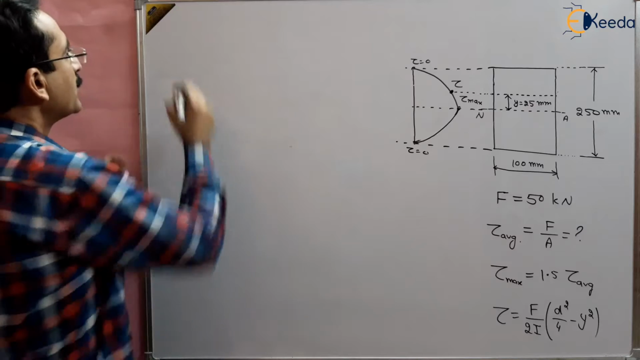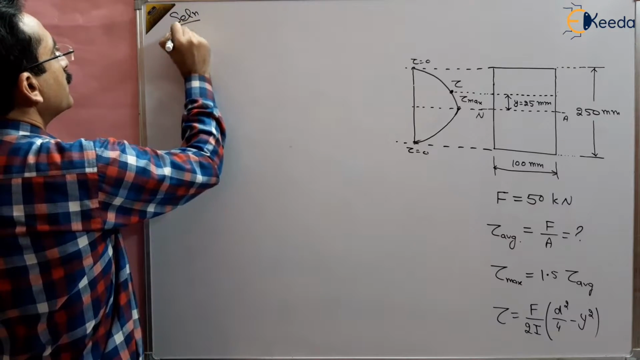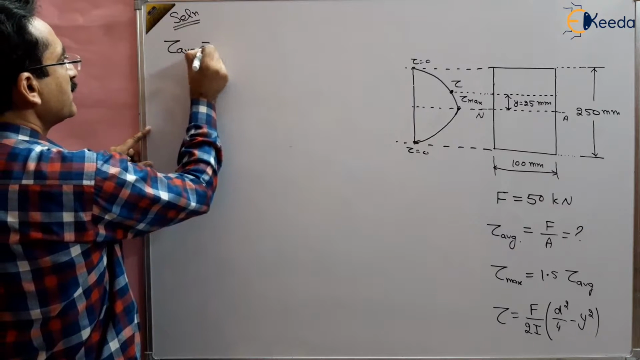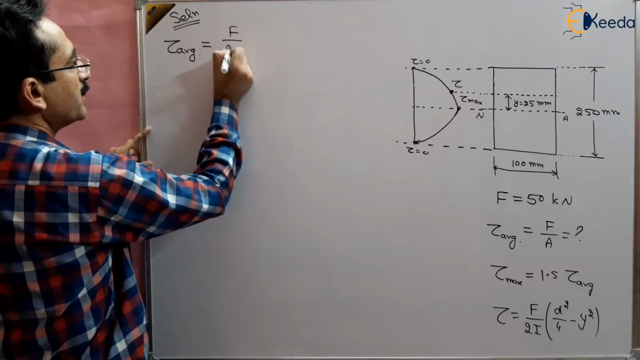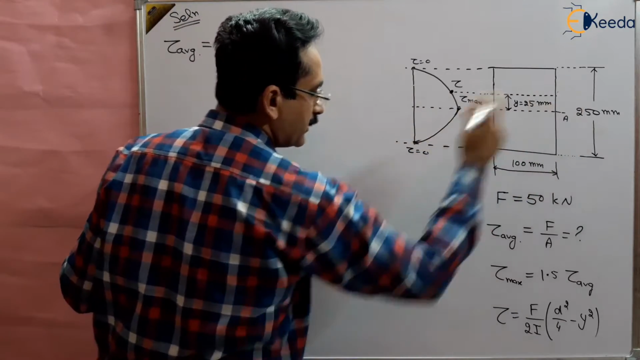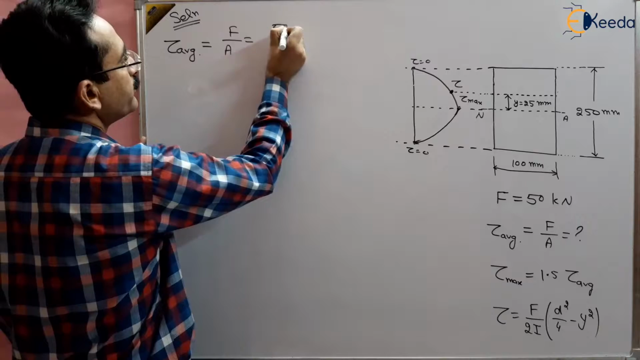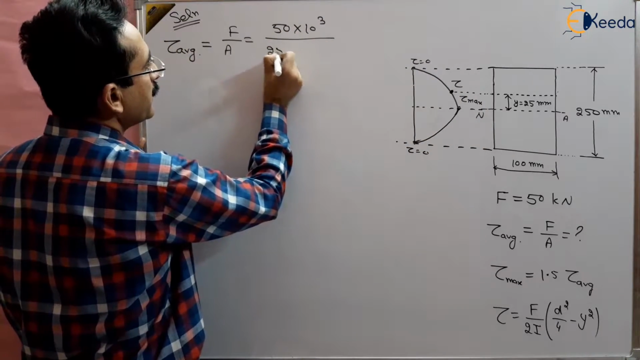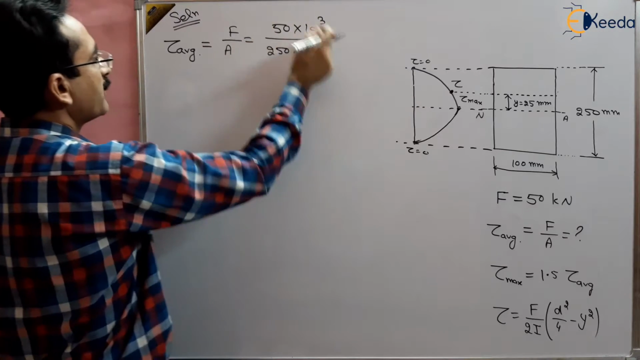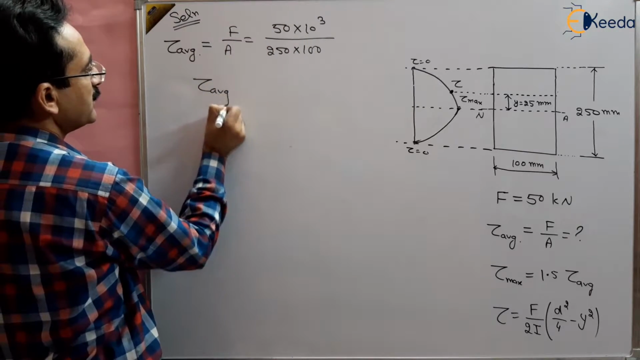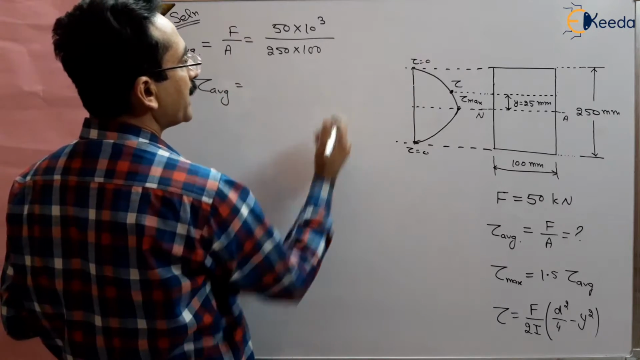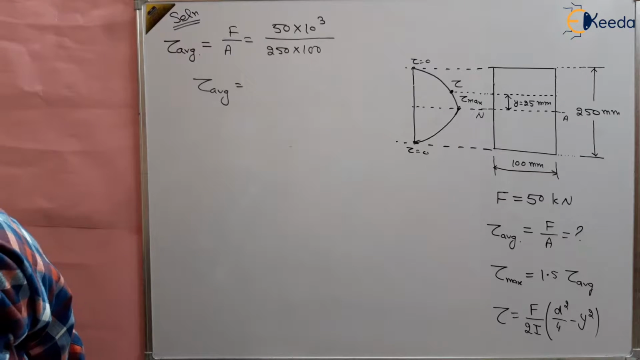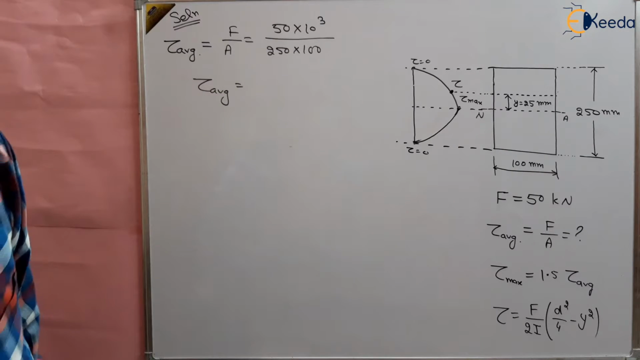How to solve this question? First of all, find out the tau average shear stress. Average shear stress is the given force per unit area, total area of this cross section. So force is given 50 kilonewton, area is given to us 250 by 100. By this we can find out the tau average shear stress in Newton per millimeter square or megapascal. So what is the value? Tau average, I am writing directly the value. Tau average is given by 2 Newton per millimeter square.